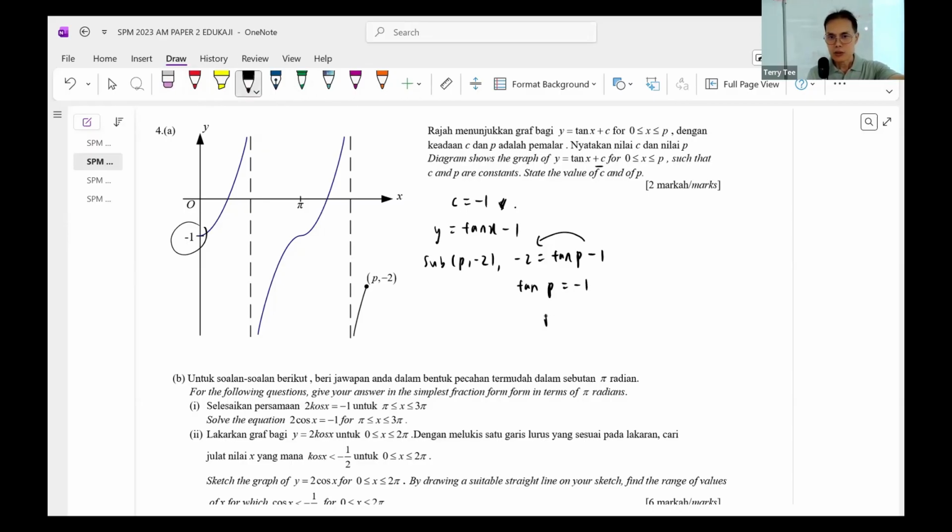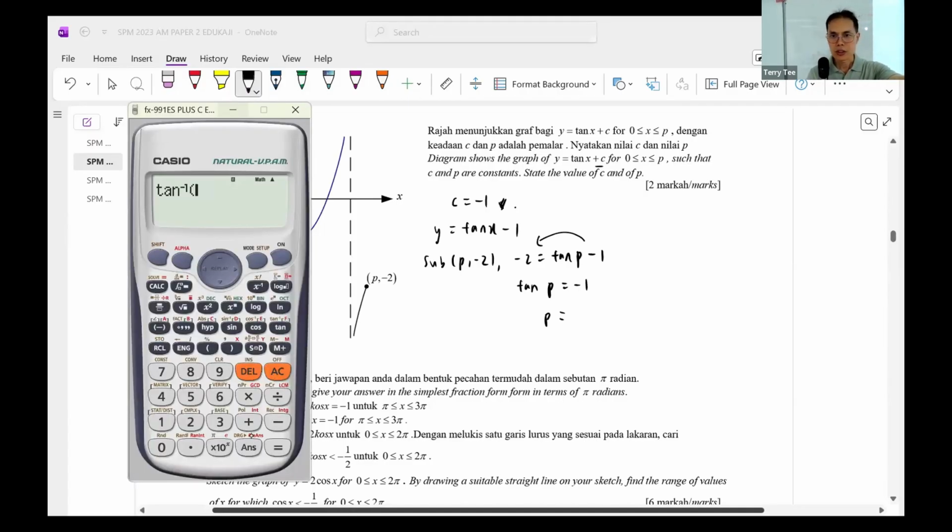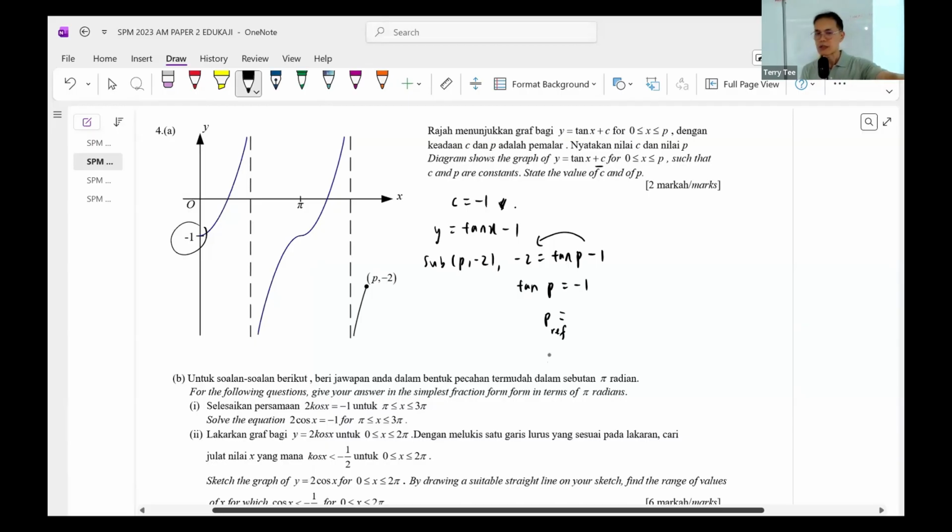This P, to find it, we can use the idea of reference angle. Shift tangent 1. What do you get? Pi over 4. Okay, now here's the thing. Some teachers will say use degree mode, then convert to radian. But you can actually use both, right? Radian mode directly. By the way, your calculator change to radian mode, shift mode 4 for radian. So when you find reference angle, drop the negative, put positive 1, you get pi over 4. So this is your REF. REF is reference angle, or in Bahasa we say sudut rujukan, pi over 4.